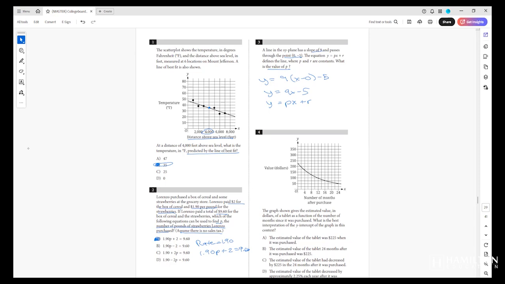What is the value of p? Oh, well, it's right there. It turns out it's the slope in this case. So since p is equal to 9, we can then type in 9 and we're done.